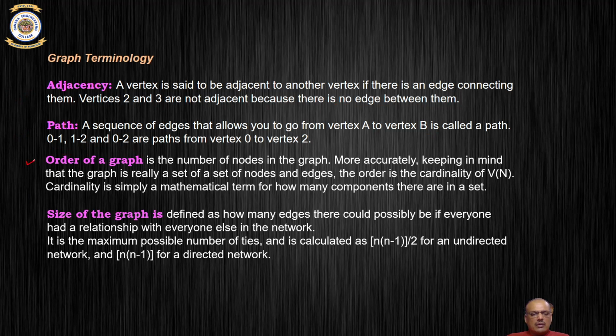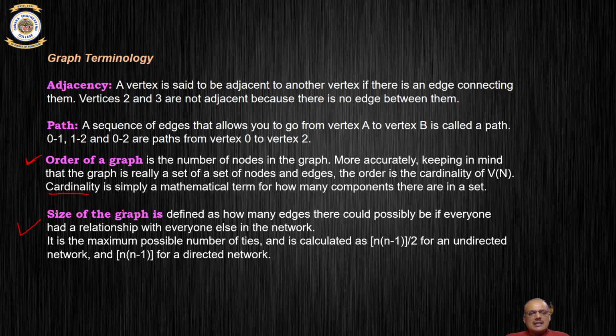Then we have what is known as the order of a graph. The order of a graph is nothing but the number of vertices that it has. Typically a graph is denoted by a matrix. The order of a graph is nothing but its cardinality in simple mathematical terms, that is, how many components or variables are there in that particular graph. In other words, it is basically the total number of vertices that it has.